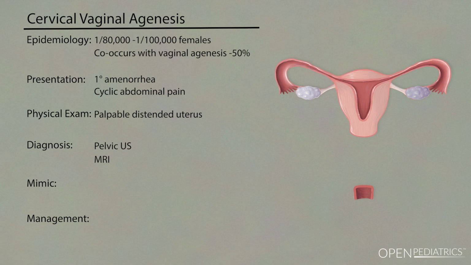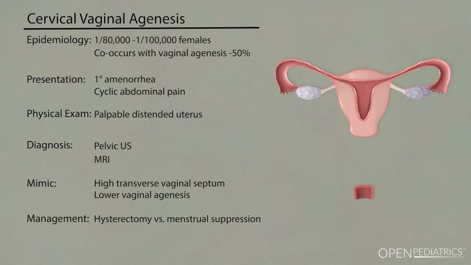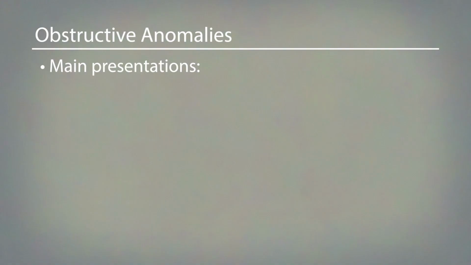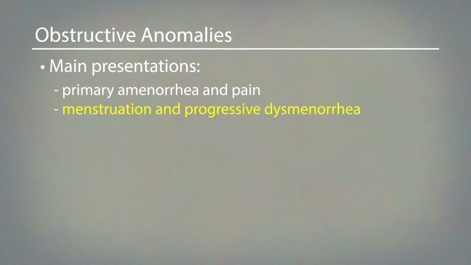As previously mentioned, similar conditions include a high transverse septum and lower vaginal agenesis. Treatment for cervical or vaginal agenesis is hysterectomy or menstrual suppression. Extensive counseling is necessary to discuss these options until the patient is 18 and of legal age to consent on their own. Though there have been attempts to create an endocervical tract, these procedures have had significant post-operative complications, including ascending infection and sepsis. The final 2 anomalies present with progressive dysmenorrhea in the context of menstrual cycles.